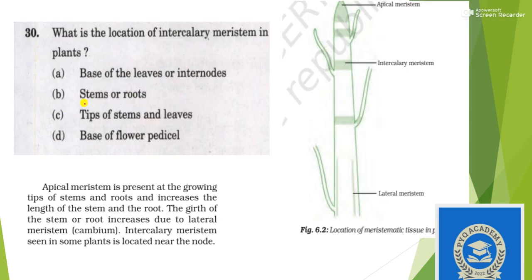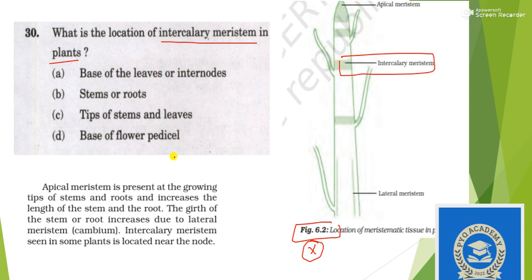So, the last question of this video: what is the location of intercalary meristem in plants? This is a question directly from chapter 6 of class 9. In this figure you can see this is intercalary meristem. And in the statements you can see that apical meristem is present at the growing tips of stems and roots and increases the length of the stem. The girth of stem and root increases due to lateral meristem, and intercalary meristem, seen in some plants, is located near the node.